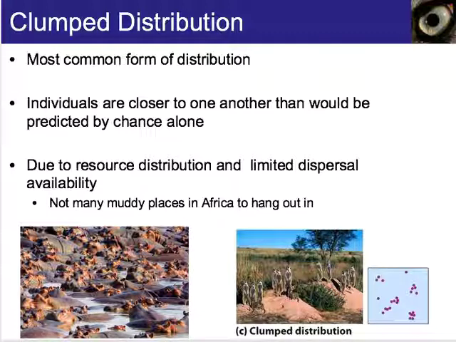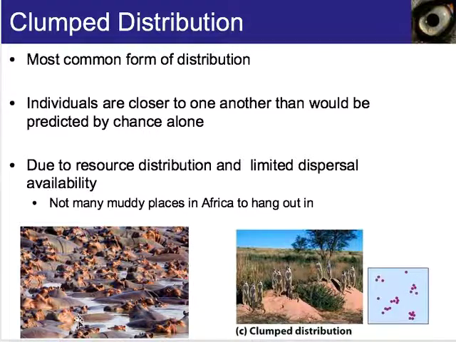Let me repeat that again. Clumped distribution is the most common form of distribution. So when I ask you that on the exam, please get it right. Individuals are closer to one another than would be predicted by chance alone. And usually this is because resource distribution is limited.